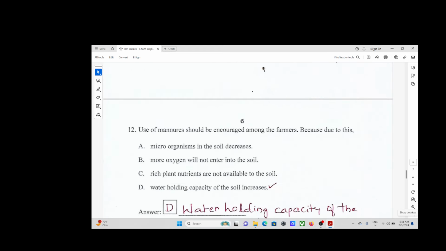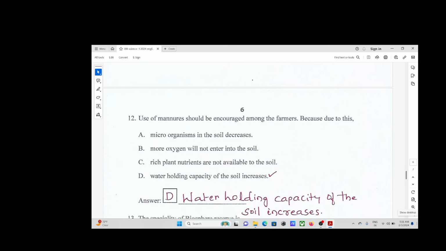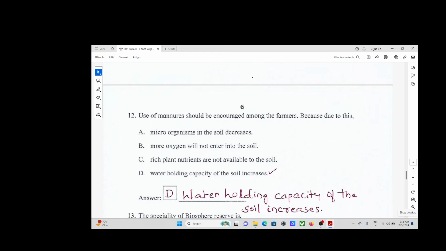Question number 12. Use of manures should be encouraged among the farmers because due to this, option A, microorganisms in the soil decreases. B, more oxygen will not enter into the soil. C, rich plant nutrients are not available to the soil. D, water holding capacity of the soil increases. Correct answer is option D, water holding capacity of the soil increases.